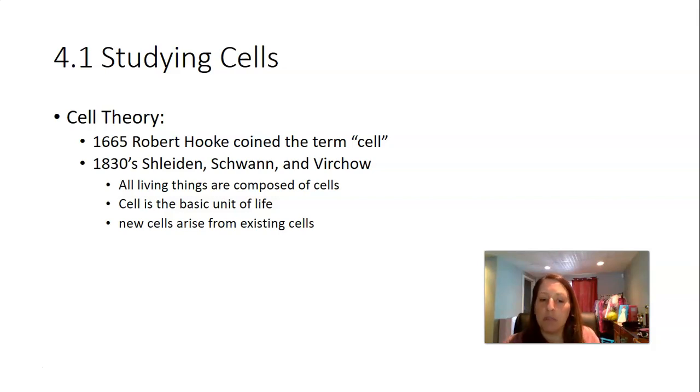The cell theory has really 3 parts. First off, the cell theory states that all living things are composed of cells, from the simplest single-celled bacteria to the most complex forms of life, like humans. We are composed of cells.